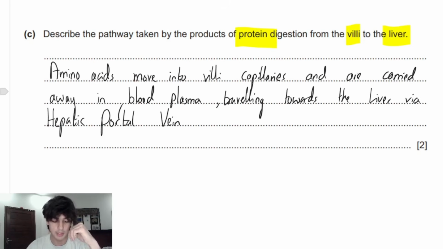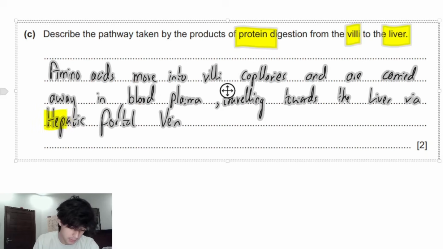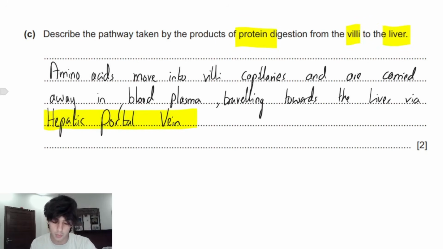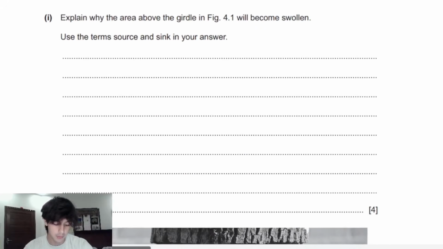We're going to say that the amino acids are going to move into the capillaries by the process of diffusion, and then these guys are going to be carried by the blood plasma towards the venous system that we mentioned over here. Very important. Please, without this, your question is invalid. Hepatic portal vein that supplies it to the liver. Via means through. It's a really fancy word. Thank you.